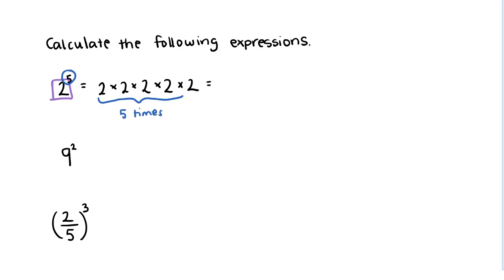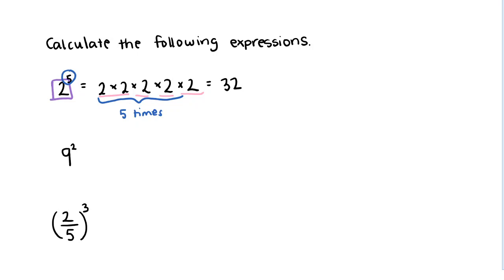Well, here we know 2 times 2 is 4, so that's these 2's here, that's 4. Multiply with 2 again gives us 8. One more time gives us 16, and then doubling that again, well, doubling 16 gives us 32. So 2 to the power 5, that's equal to 32.